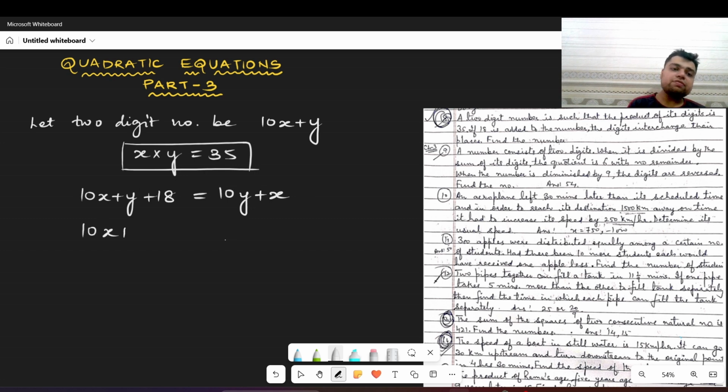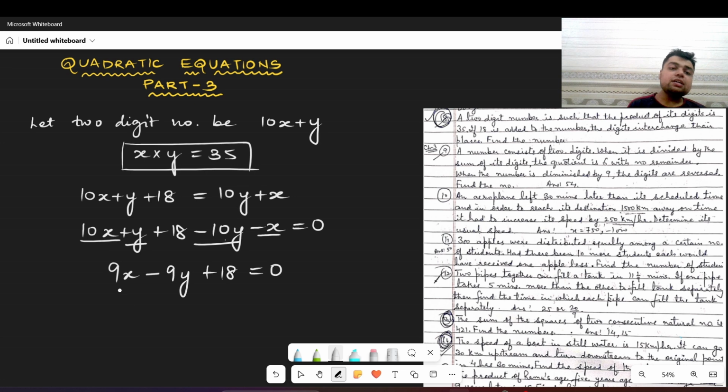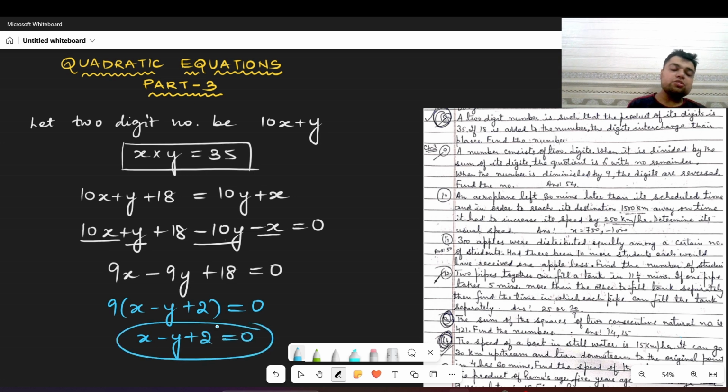So 10x plus y plus 18 minus 10y minus x is equal to 0. So 10x minus x will be 9x, y minus 10y will be minus 9y, plus 18 is equal to 0. Correct? Now if we see carefully, I can take 9 common out of it. So I will get x minus y plus 2 equals 0. This is equation 2. So equation 1 and equation 2 are given, but this chapter is all about quadratic equations, so we need to convert into a quadratic.